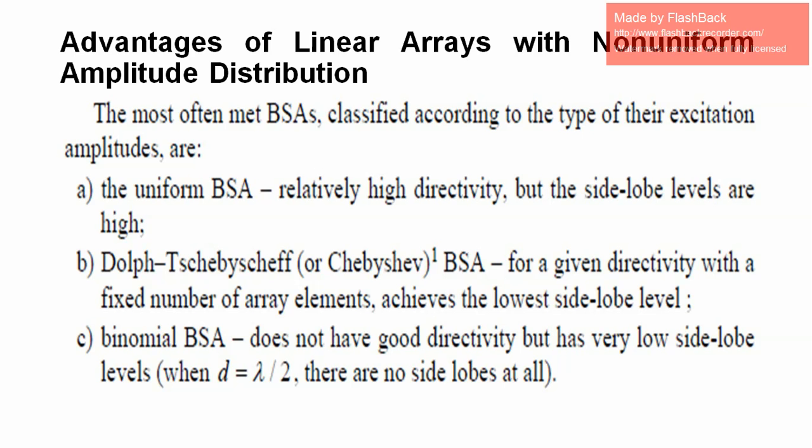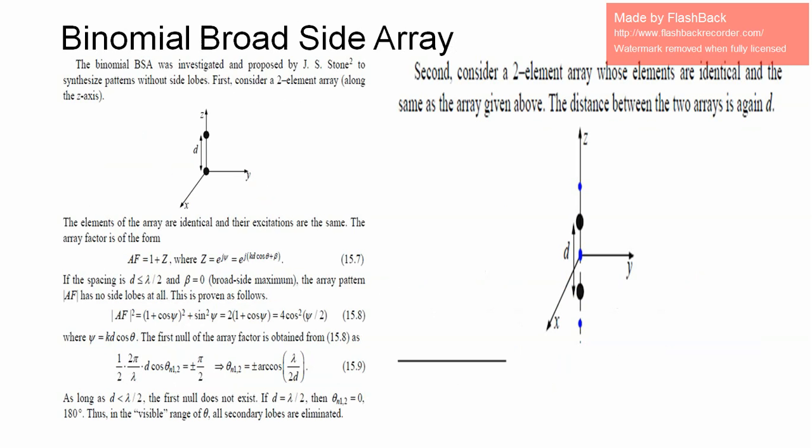In the Dolph-Chebyshev type of broadside array, for a given directivity with a fixed number of array elements, it achieves the lowest side lobe levels. In the case of the binomial broadside array, it does not have a good directivity but has very low side lobe levels. When the distance between the two isotropic point sources d is equal to lambda by 2, there are no side lobes at all.